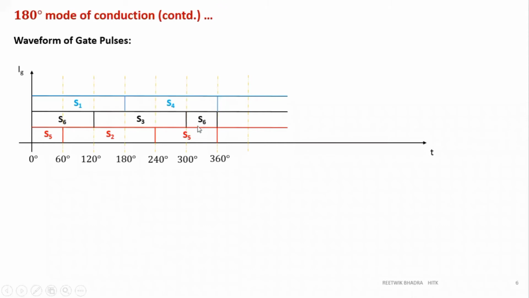Okay, so I've drawn S6 over here, but this gap is how much? 60 degree. The mode of conduction is how much? 180 degree. It is obvious that if this is 60 degree over here, some 120 degree will be present in this black band.